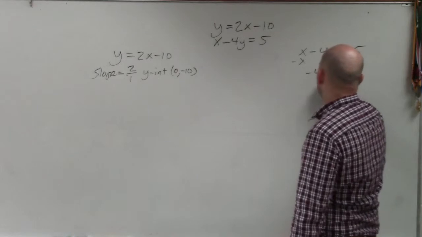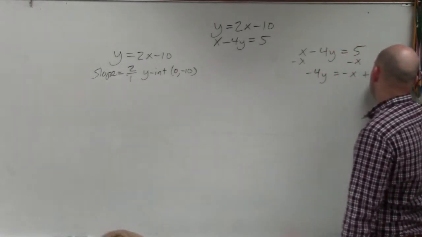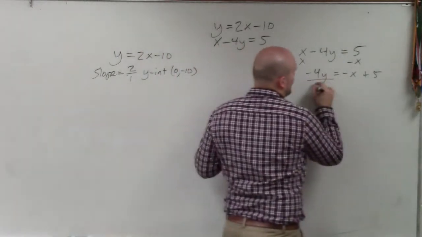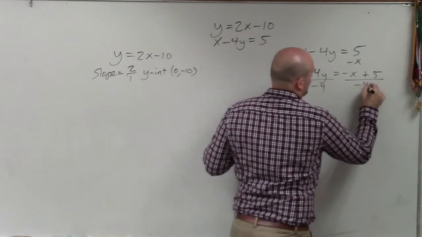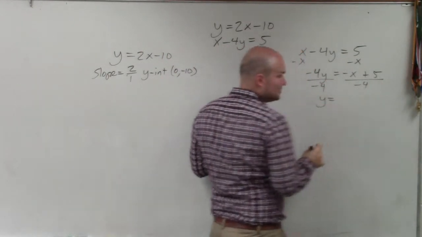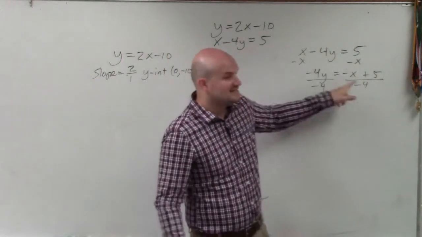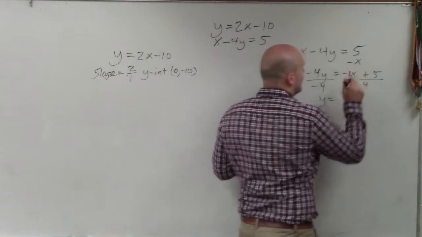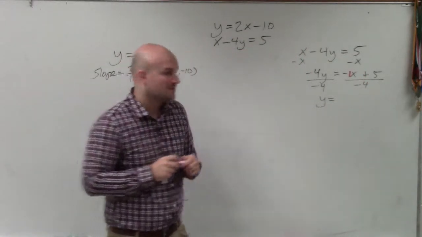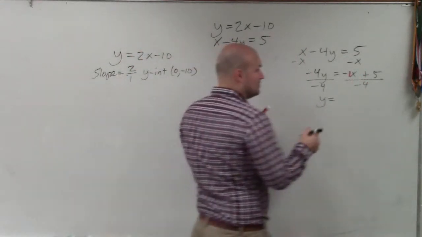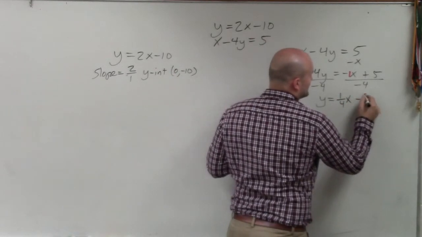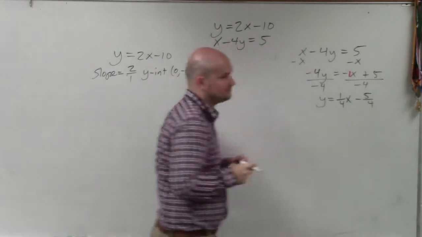Then I have negative 4y is equal to negative x plus 5. Now, to isolate the y, I need to divide by negative 4. So therefore, I have y is equal to. Now remember, the 4 divides into both of those terms. And a lot of students forget that there is a 1 in front of that x. So to write this in slope-intercept form, this would be a positive 1/4 x minus 5/4.